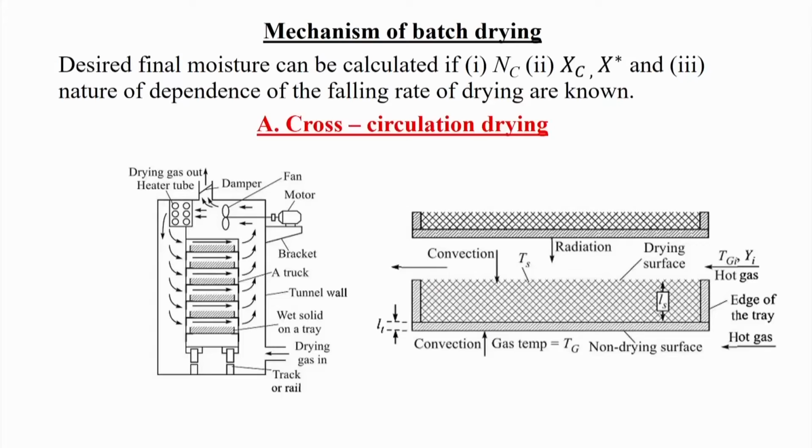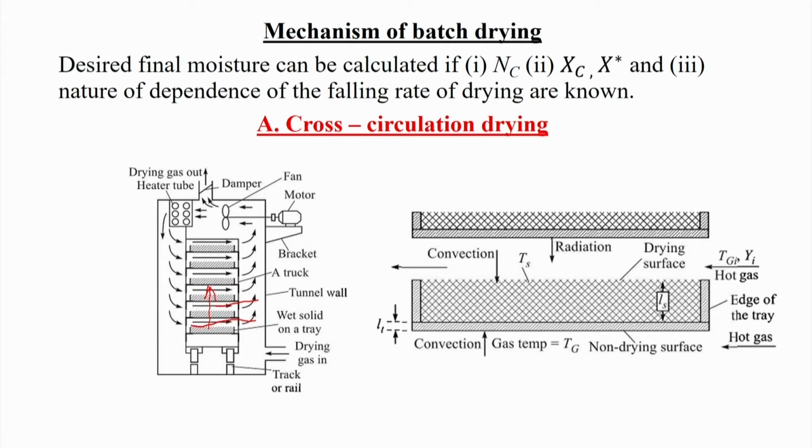This drying process is cross circulation because the drying gas enters from the sides of the tray, say in this direction, but the drying of the moisture takes place in the perpendicular direction. That is why it is called cross circulation drying.